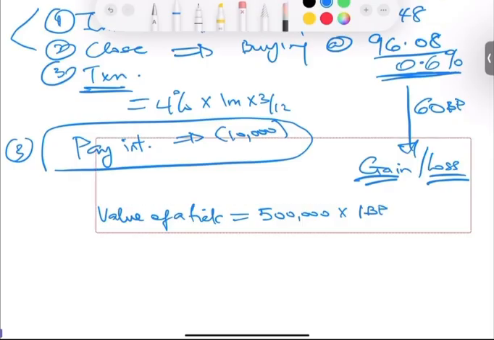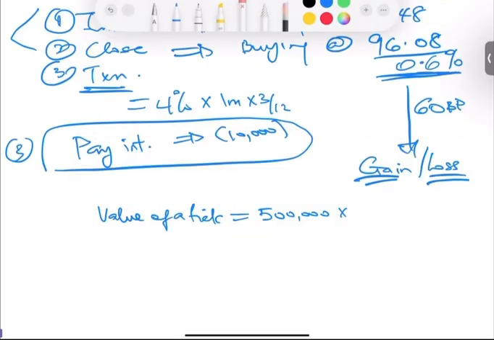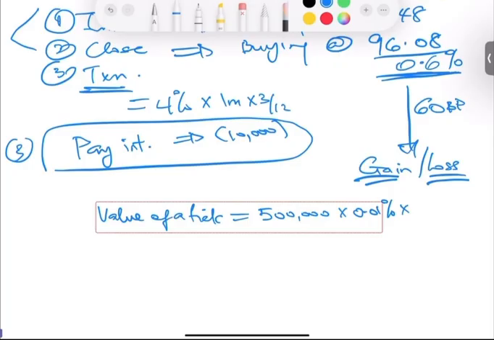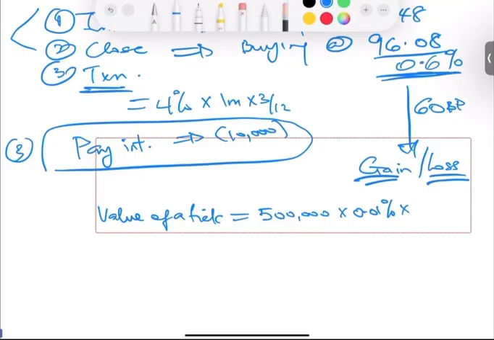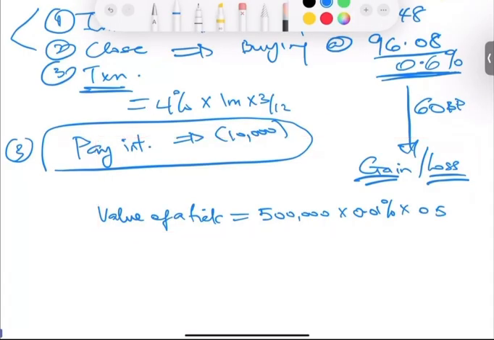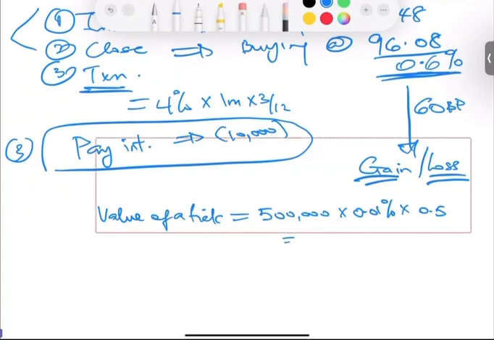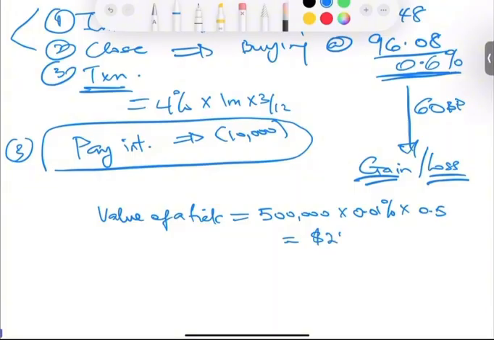And instead of me putting 1 basis point, by now you know what 1 basis point is, so I can put it straight away as 0.01%. Then multiply by the tenure, but the tenure has to be in years. For this one, the tenure is 6 months, and that's 0.5 years. So if you do that, 0.5 times 0.01% multiplied by 500,000, that gives you the value of a tick to be $25.